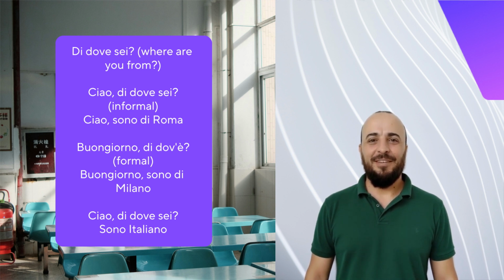Informal question is di dove sei? Where are you from? Example: Ciao, di dove sei? Ciao, sono di Roma. Formal question is di dov'è? Where are you from? Example: Buongiorno, di dov'è? Buongiorno, sono di Milano. For saying where you are from, you can use sono di plus city or country.